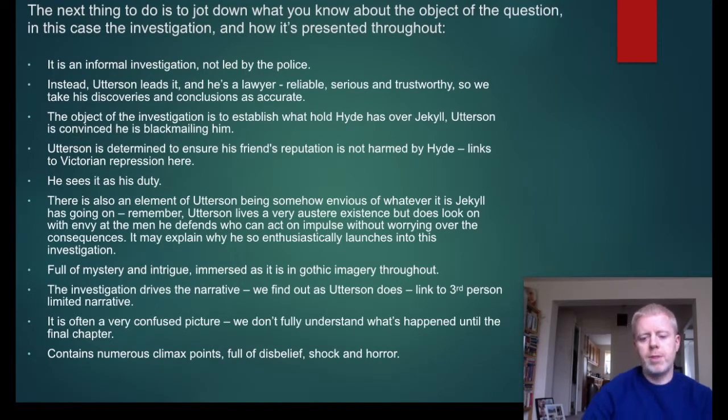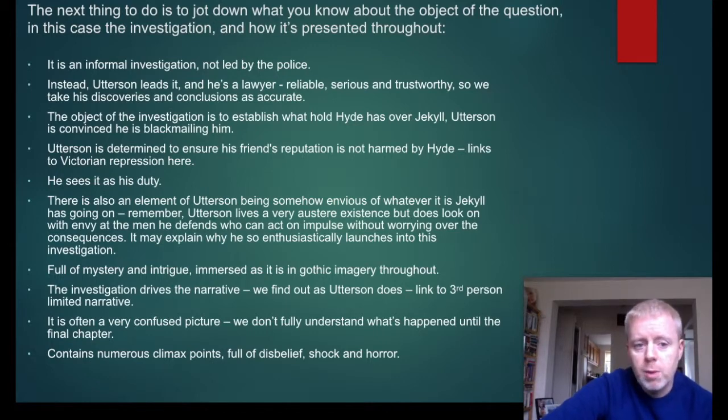Right, so the question's about the investigation. So first thing you could do is jot down what you know about the object of the question, which in this case is the investigation, and how it's presented throughout. So I've just put down some bullet point notes. If your membership allows you to print off the PDFs, well, this is one of the pages you could print off, and a nice little revision resource for you.